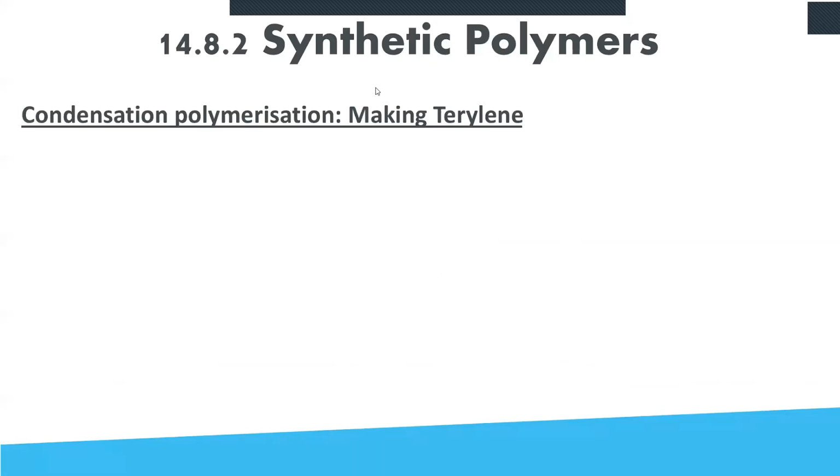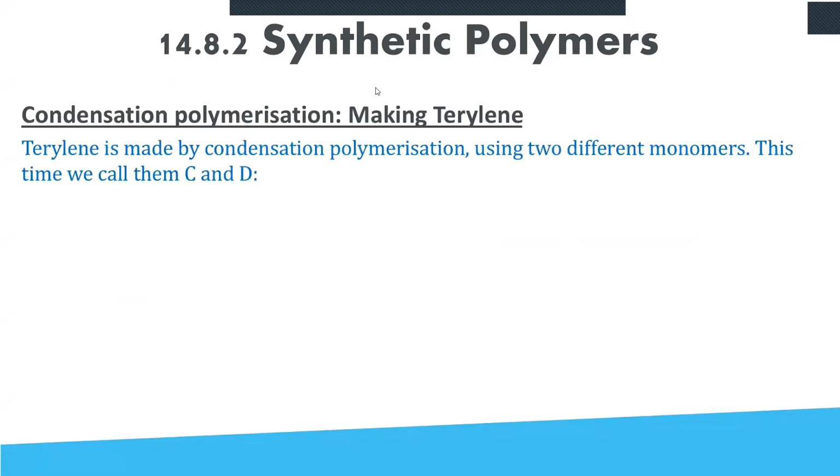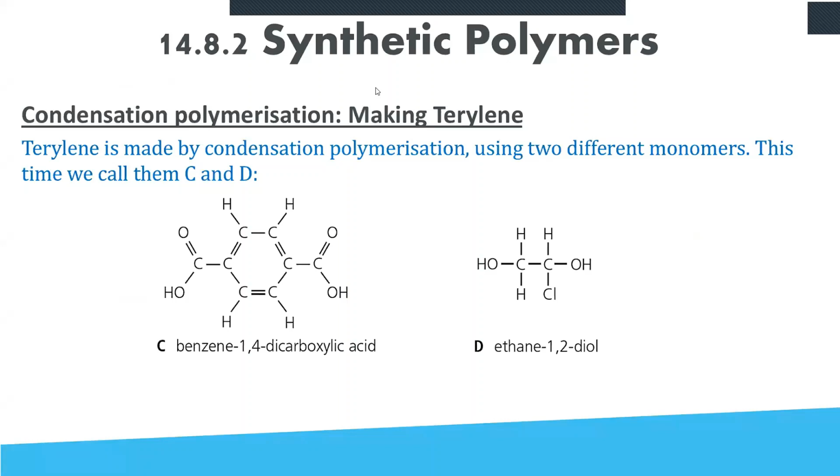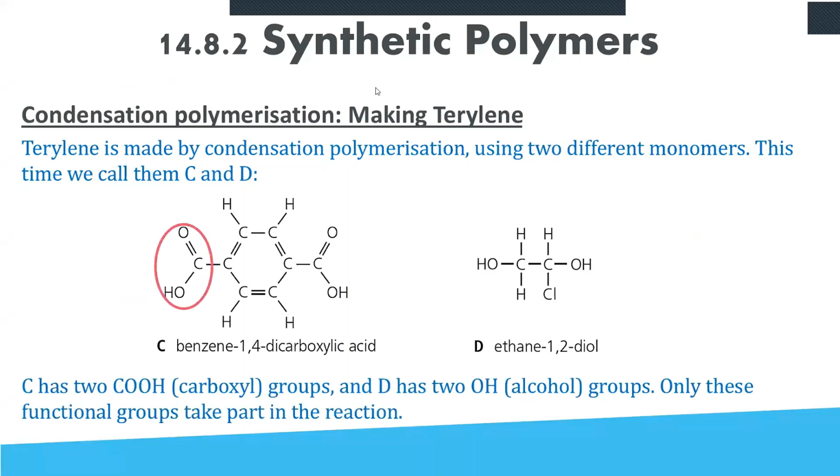Now another one is terylene. In terylene, as you can see, this is a very scary structure, right? But the important part here is the functional group. If you take the functional group, you can represent the first monomer, benzene 1,4-dicarboxylic acid. You can just mention it is a dicarboxylic acid.